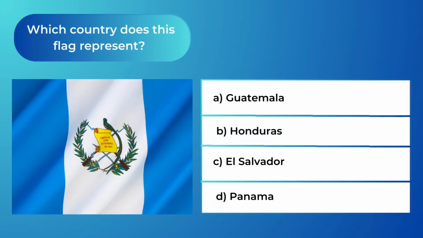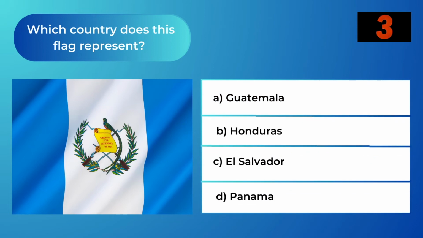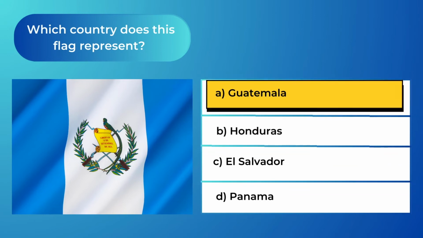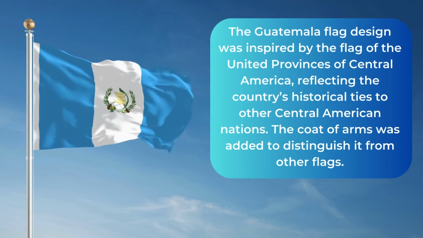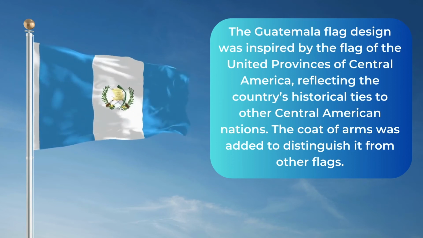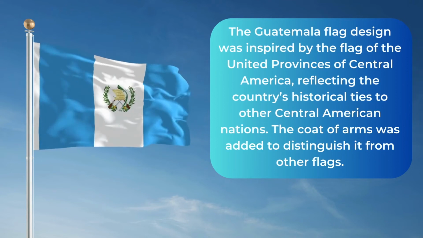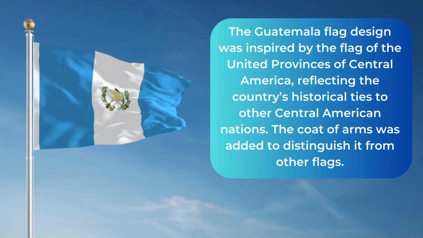Which country does this flag represent? The answer is A, Guatemala. The Guatemala flag design was inspired by the flag of the United Provinces of Central America, reflecting the country's historical ties to other Central American nations. The coat of arms was added to distinguish it from other flags.